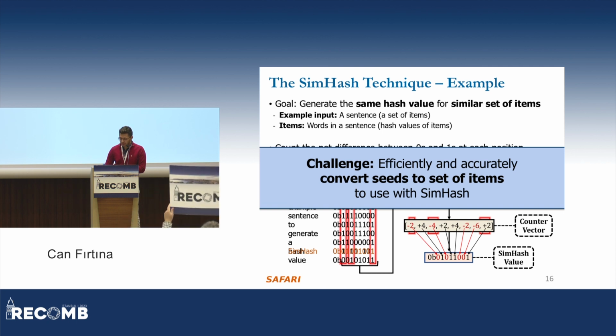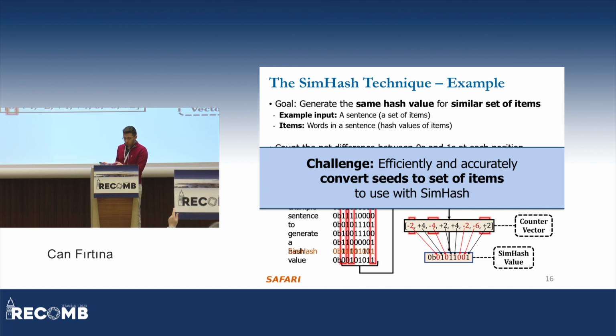Then, to generate a single hash value, SimHash calculates the net difference of ones and zeros at every bit position and stores this difference result in a counter vector. Here we have the net difference results for each position. For example, the leftmost value in the counter vector shows the difference result for the most significant bit, and the 0 means we have the same number of ones and zeros, and the rightmost value shows the net difference for the least significant bit.